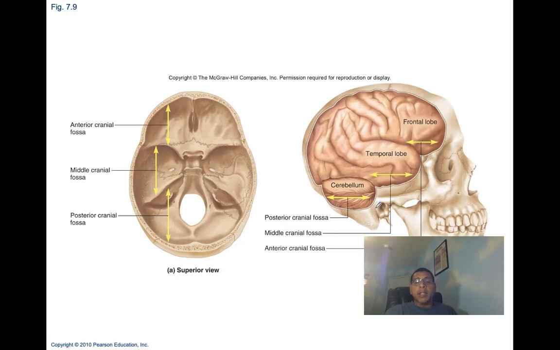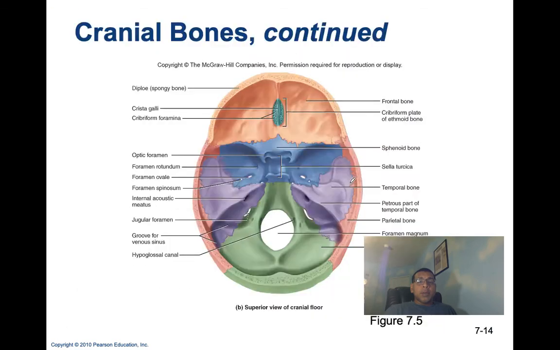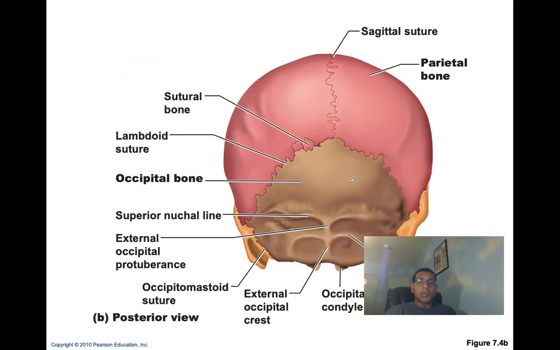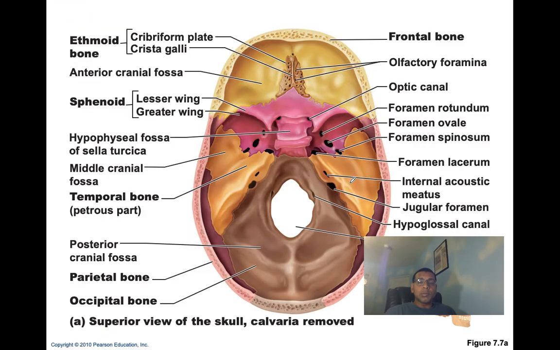These fossae, as I mentioned to you guys before, contain parts of the brain. So the frontal lobe is found in the anterior cranial fossa, the temporal lobe in the middle cranial fossa, and then the cerebellum right back inside of the posterior cranial fossa. Nice image there as well, and right here too: anterior cranial fossa, middle, and posterior.